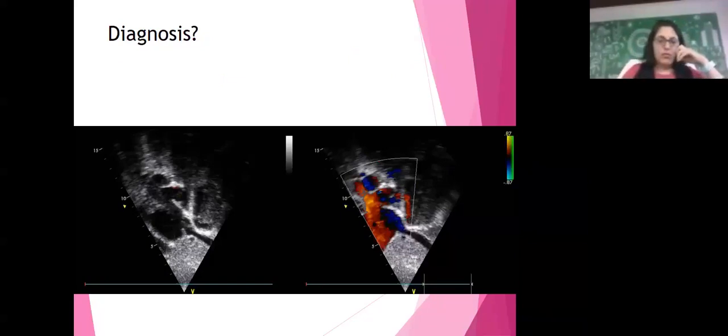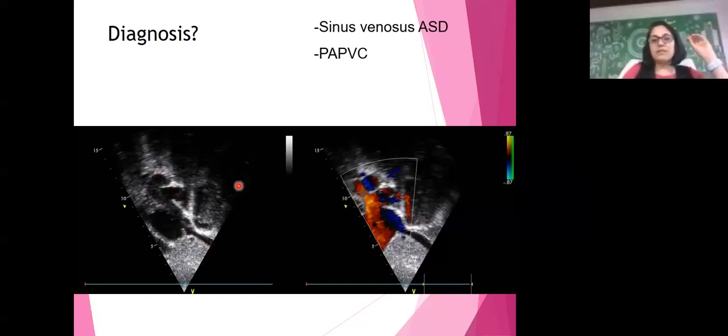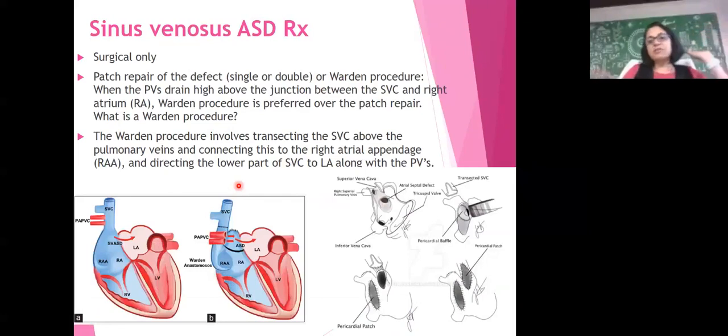This is an echo, the subcostal sagittal view. You can see here IVC, SVC, and you can see here, this is the sinus venosus ASD, very high up. And typically these are associated with the right upper pulmonary vein, which should go here to the left atrium. It goes into the SVC. So it's a sinus venosus ASD with what's called a partial anomalous pulmonary venous connection. Now, treatment for this is only surgery. There is no device, right?